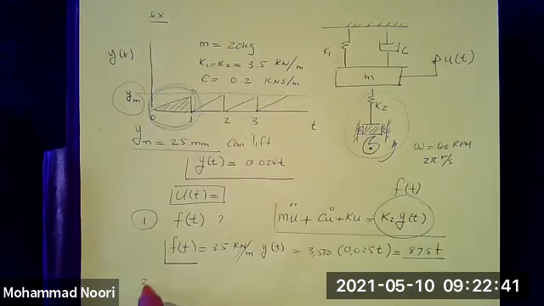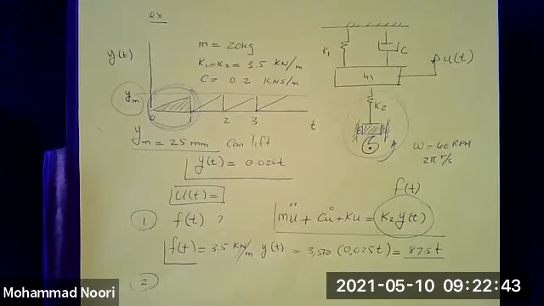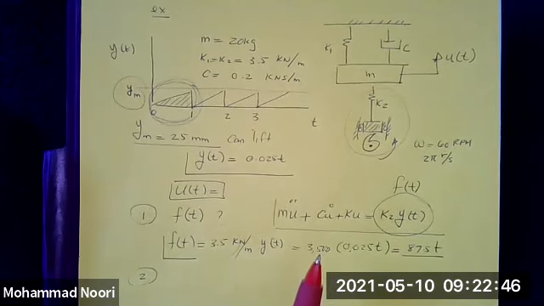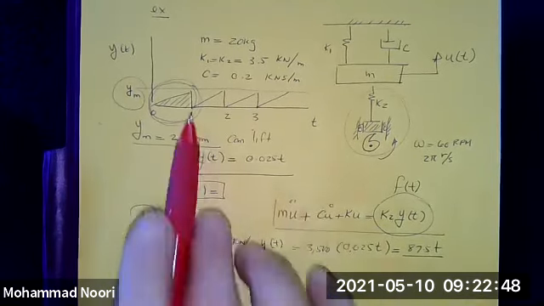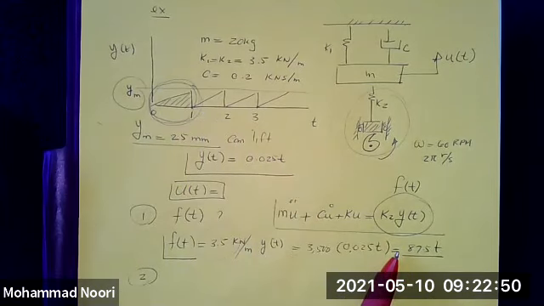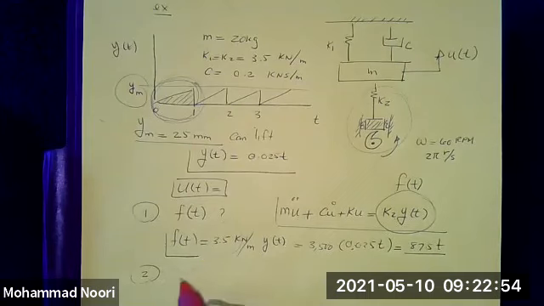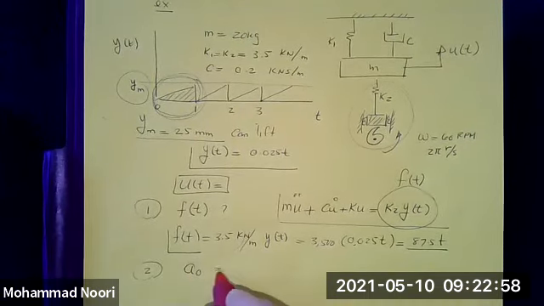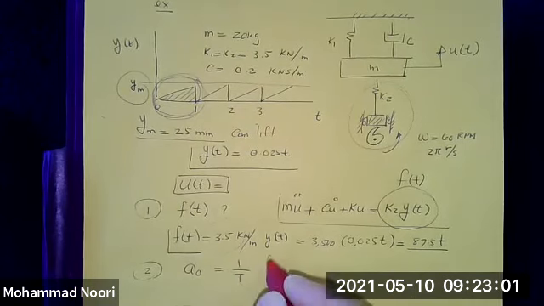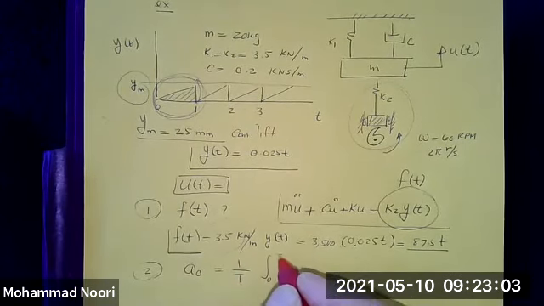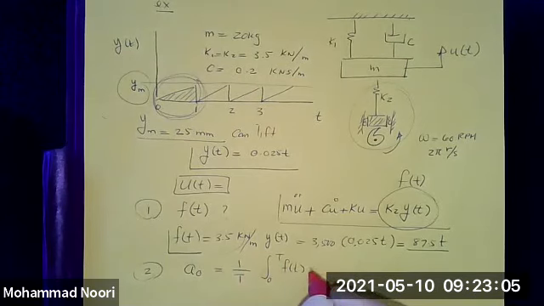So the second step involves now what? Converting this forcing function into a Fourier series expansion. So you need to evaluate the coefficients of the Fourier series. A naught was 1 over the period integral from 0 to T of f of t dt.